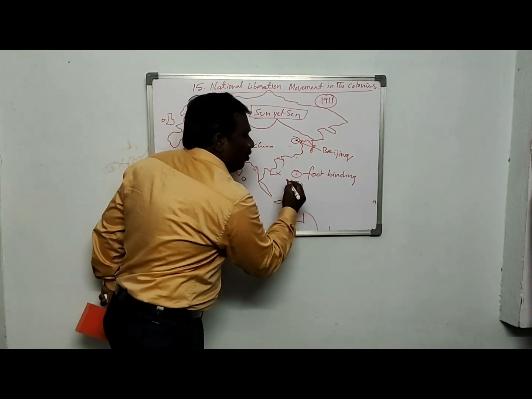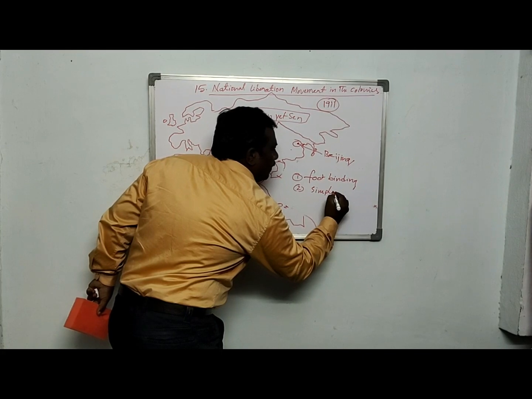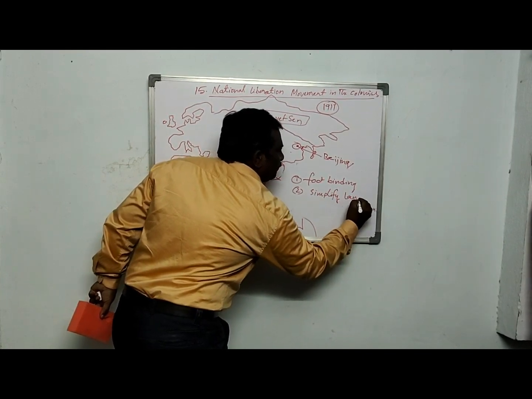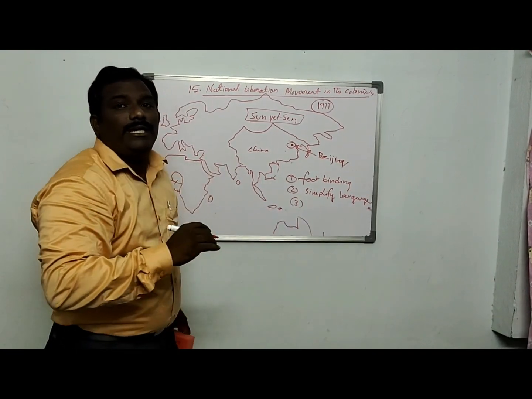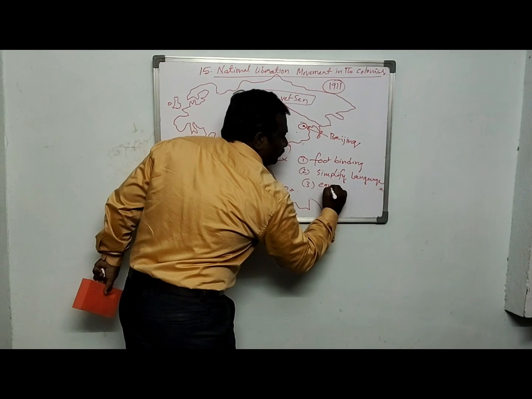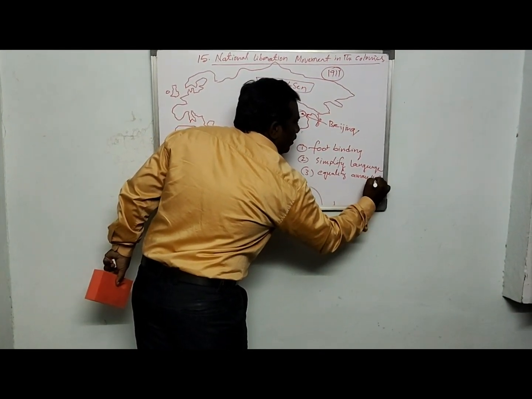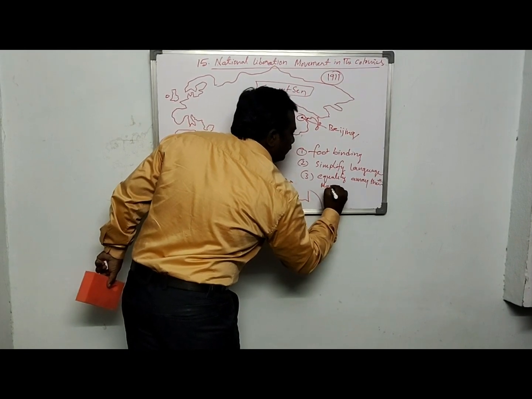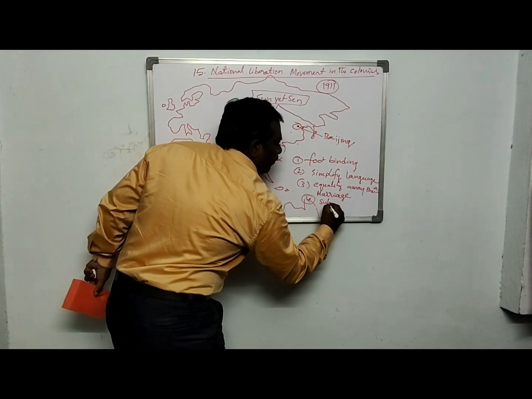Second one, they wanted to simplify their language. Third one, they wanted equality among marriages. A fourth one, subordination of women.